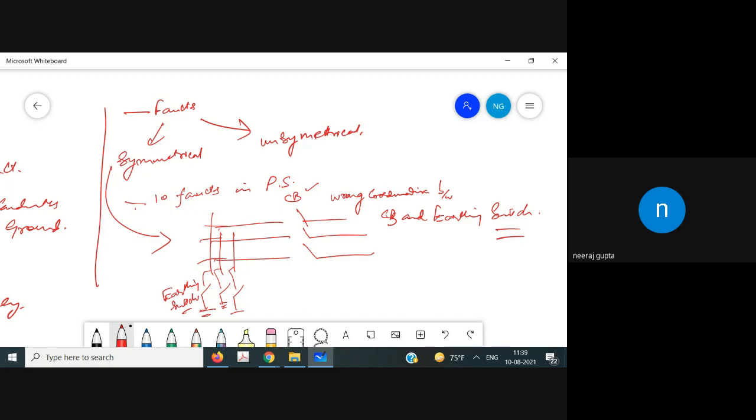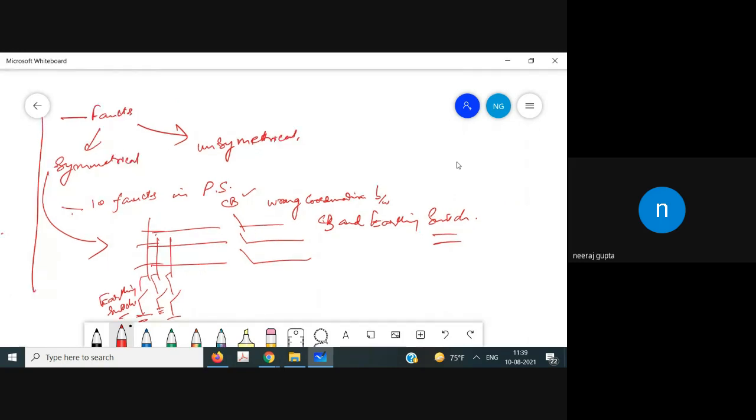Wrong coordination between the circuit breaker and the earthing switch causes symmetrical faults. And the unsymmetrical faults are line to line, and line to ground fault. So these are actually the unsymmetrical faults. And one example that I have already discussed is flashover of insulation. This is a kind of unsymmetrical fault.